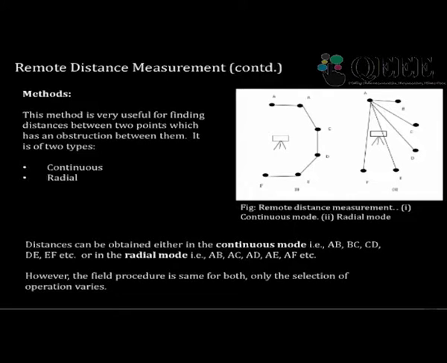So the procedure is the same, only the selection of operation varies. If you want to get the continuous distance, you have to press the continuous mode, and if you want only the radial distance, you can select the radial option in the total station. So these are the two general remote measurements which are possible in any total station: the remote elevation measurement and remote distance measurement.